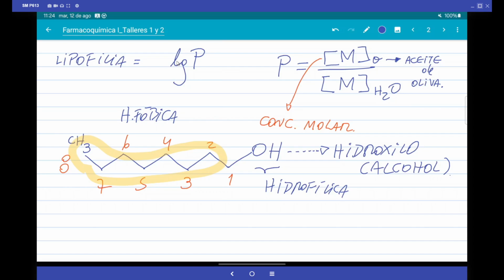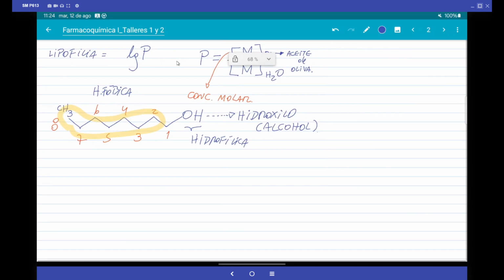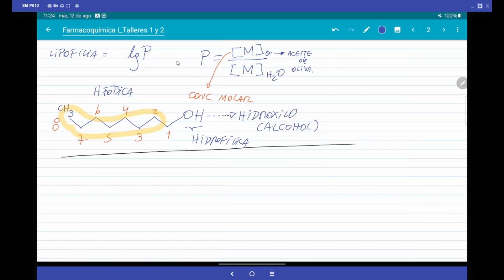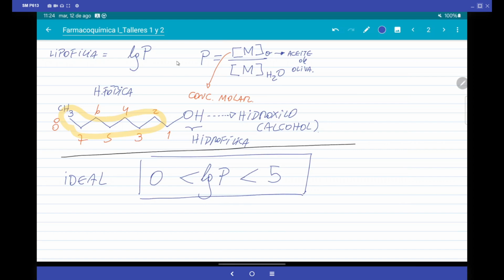So let's introduce another idea there. We just said that for the compound to be a good compound, it has to go through membranes. That is, ideally, the ideal log P value has to fluctuate between 0 and... Christian, do you remember how much it was? More or less? The maximum value. There's a maximum value that is 5. Exactly. Yes, we are going to enumerate it now, so that everyone has the complete information.